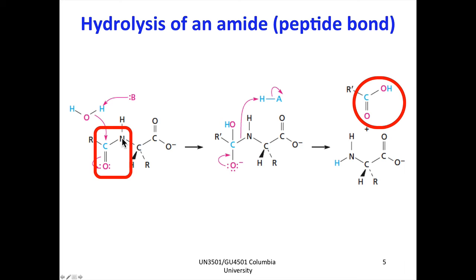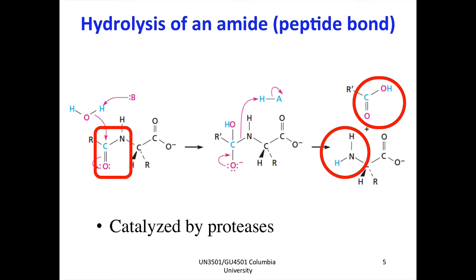We've replaced the nitrogen with an oxygen, and then the amino group has been separated. So now we have just the free amine. So that's a hydrolysis of an amide, or of a peptide bond. Now this is a very important reaction in biochemistry because it's catalyzed by a key group of enzymes called proteases.